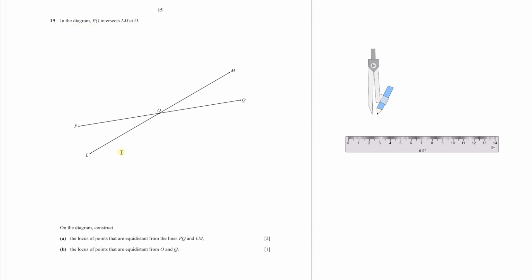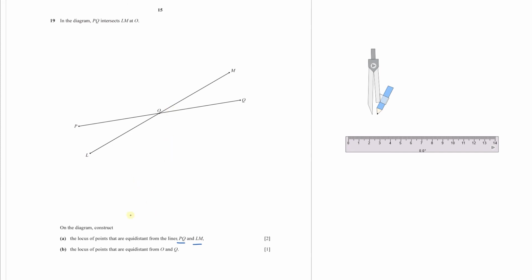So question number 19: in the diagram, PQ intersects LM at point O. So this is the line PQ and this is the line LM, and they intersect at this point O. On the diagram, construct the locus of points that are equidistant from the lines PQ and LM. So equidistant from the two lines, which we have here as PQ and LM.